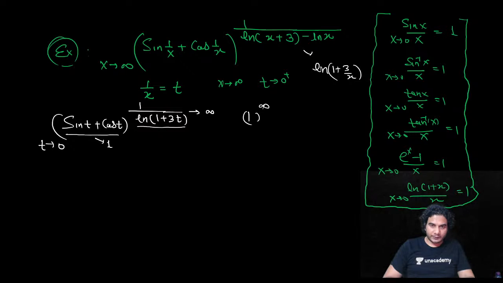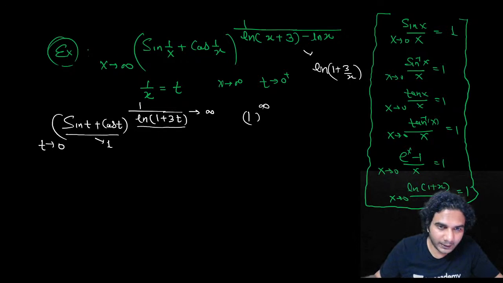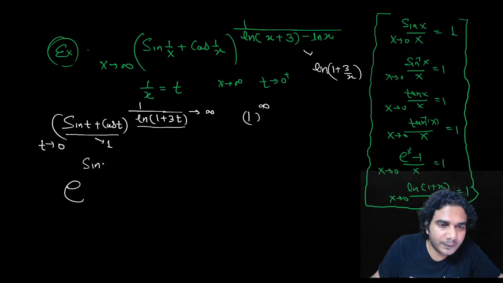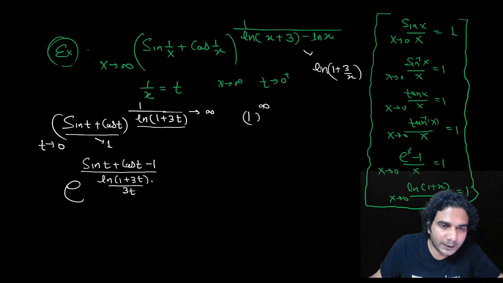E raised to 1 by 3. All right. Let's see. Yeah, okay, I got it. Very nice. So e raised to, we'll write sine of t plus cos of t minus 1 multiplied to ln of 1 plus 3t. Okay. So as I have just told you, standard form, you can multiply and divide by 3t in this. All right. This will become 1 and this question will be remaining.